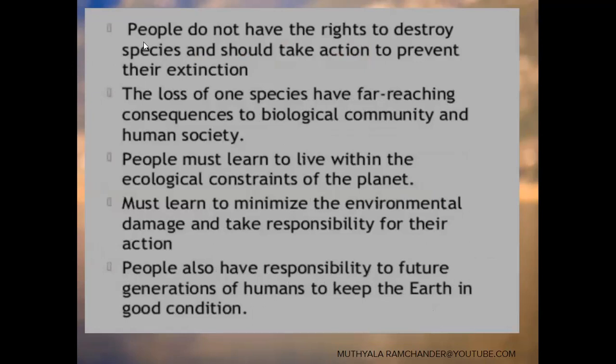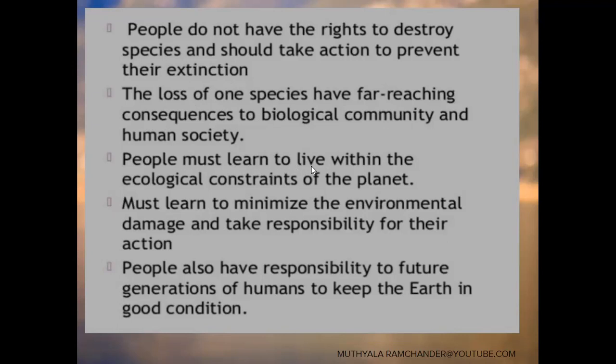Some examples of ethical values: people do not have the right to destroy species and should take action to prevent their extinction. People don't have any right to destroy species of plants and animals, and should take action to prevent their extinction, by protecting plants and animals. The loss of one species can have far-reaching consequences for the biological community and human society.